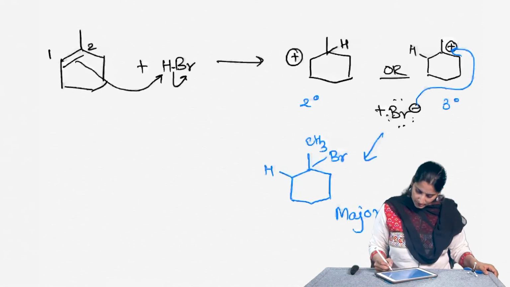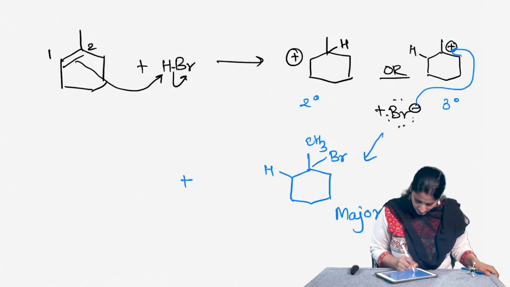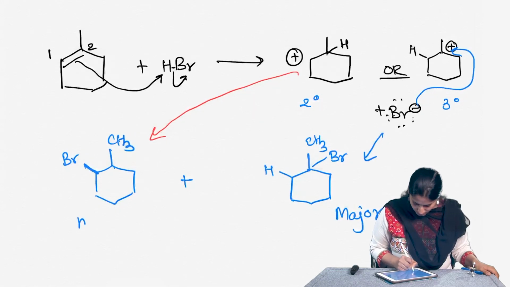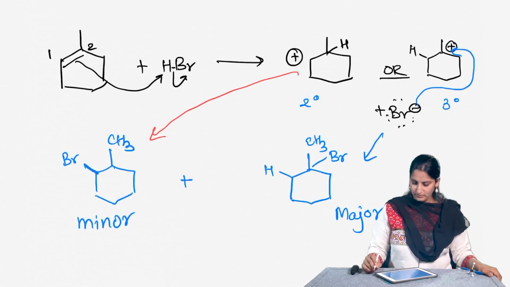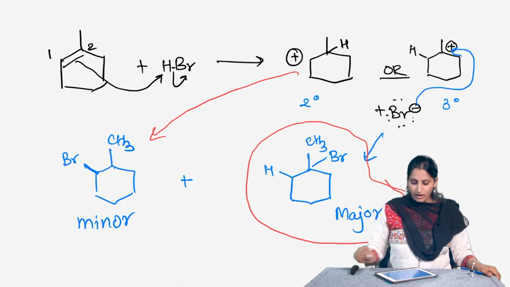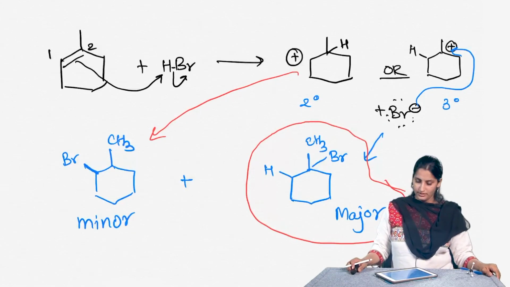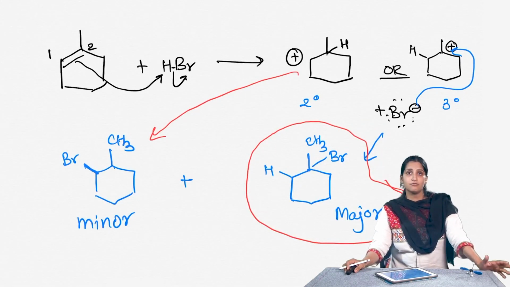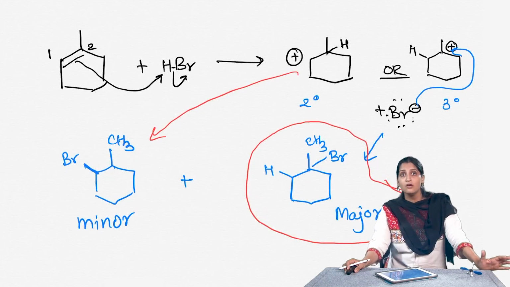So, let me draw the minor product as well. The minor product is going to arise from this carbocation. So, when the bromine attacks here on this carbocation, it will give rise to the minor product, but the reaction is predominantly going to give me this particular alkyl halide. Okay. So, the major product obtained from addition of HBr to 1-methyl cyclohexene is 1-bromo 1-methyl cyclohexane.